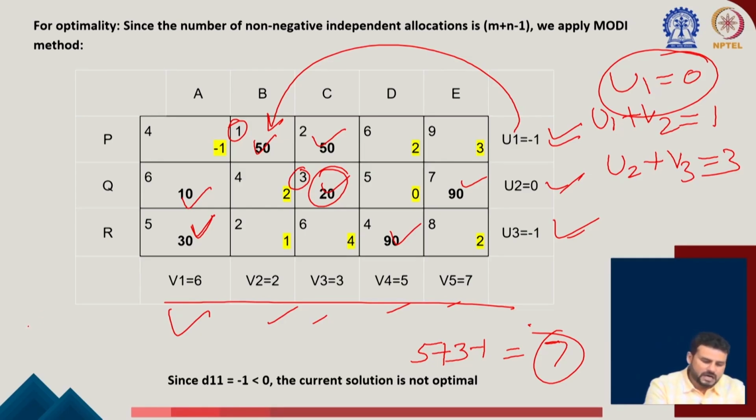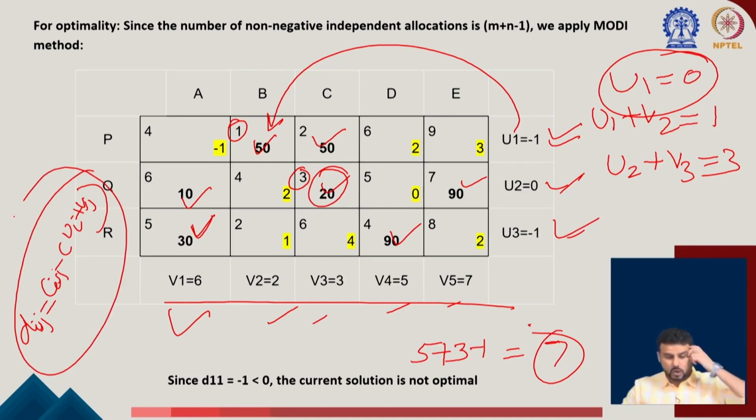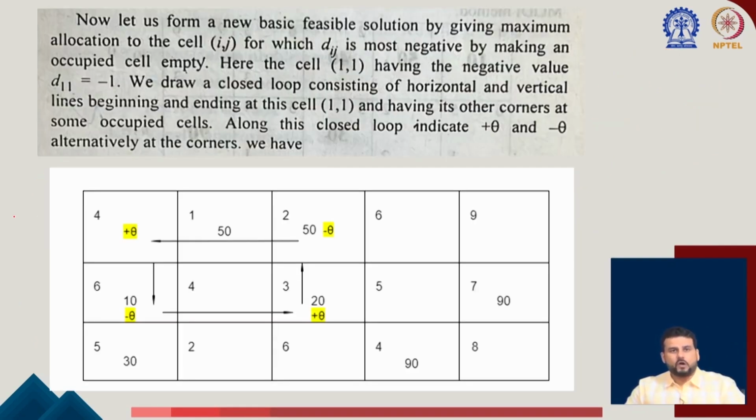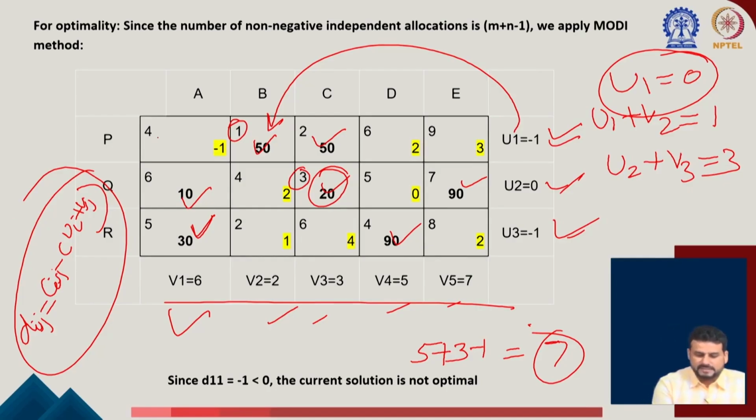Now what do we need to do? We need to find out the opportunity cost of the unoccupied cells. Dij is equal to Cij minus (ui plus vj). We will find out for all unoccupied cells. So you can see for all unoccupied cells, those values are missing, so let us find out here only. So this is 4, right? Yeah, I have written here. So Cij is 4 minus, what is the value of U1? Minus 1. What is the value of V1? Plus 6. So this is total 5. So value is minus 1.